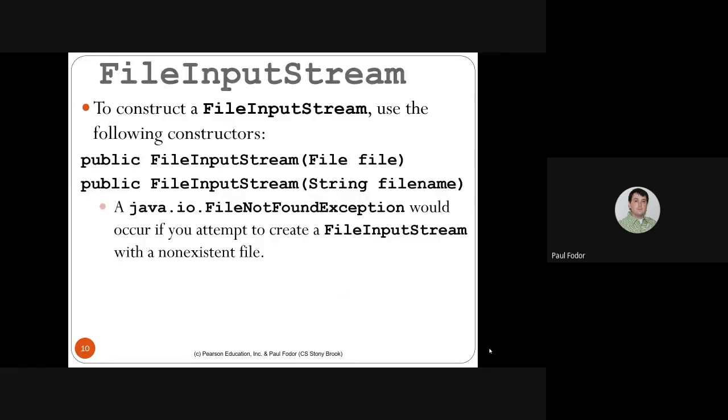So in order to construct a FileInputStream, you can either use FileInputStream that takes a File object or FileInputStream that takes a file name as a string. And in case we try to read from a file that doesn't exist, a java.io.FileNotFoundException will be triggered. So basically, this is to open a file for input. If it doesn't find it, it will trigger an exception.